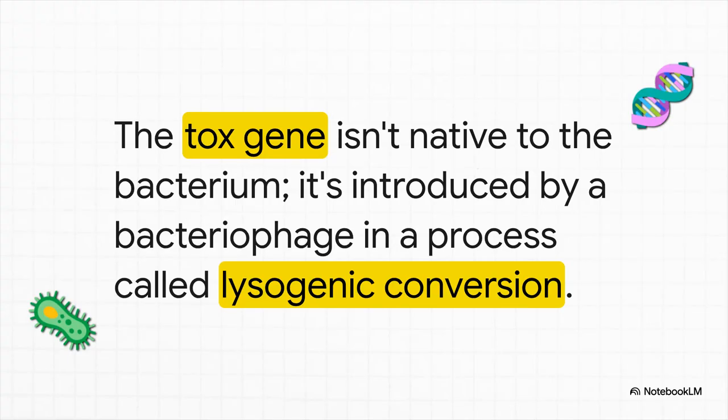And here's the fascinating part. Corynebacterium diphtheriae isn't born bad. It has to acquire its weapon. A strain only becomes toxigenic after it gets infected by a specific virus, a bacteriophage that's carrying the tox gene. The virus injects its DNA, it integrates into the bacterial genome, and boom, the bacterium is now armed. We call that lysogenic conversion.